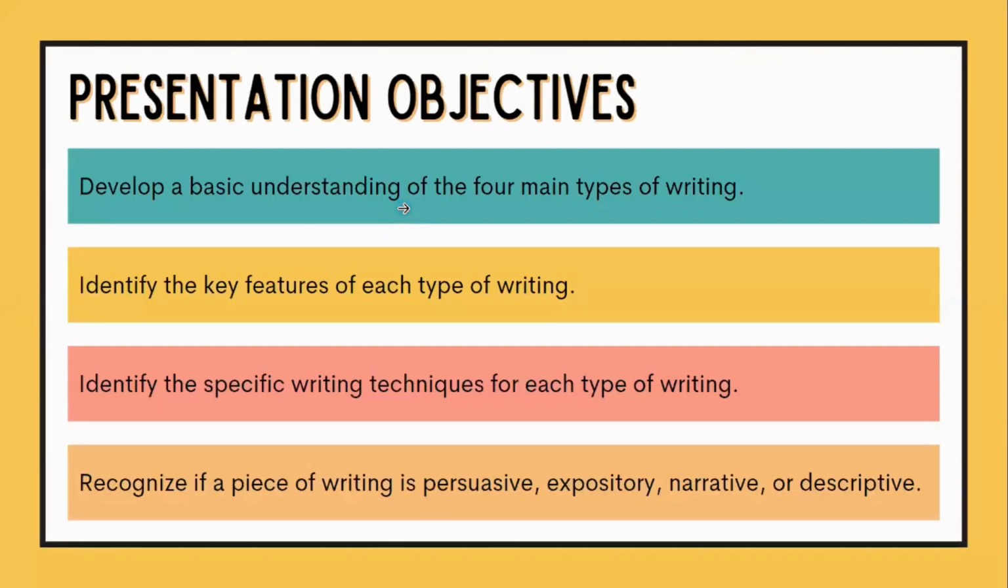So, guys, first of all, let's know the objectives. What is today's agenda? First of all, you're going to develop a basic understanding of what the four main types of writing are. You'll be able to identify the key features of each type of writing. Also, you'll be able to identify the specific writing technique for each type. And then you'll also be able to recognize if a piece of writing is persuasive, expository, narrative, or descriptive.